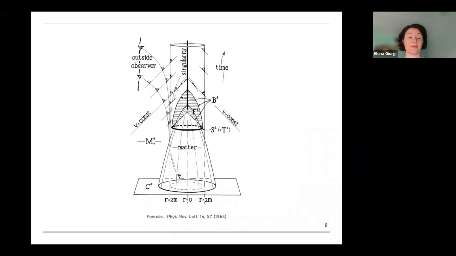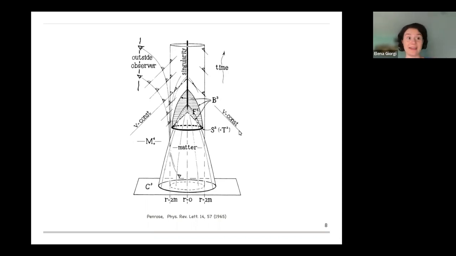And here is an image from one of Penrose's papers in 1965, where he depicts the evolution of some collapsing matter as it evolves. You see the time direction is the vertical direction. So as this matter evolves with time, he depicts this behavior where this matter collapses into a region that contains a singularity here. And this region is particularly interesting because not even light can escape from it. But we will come back to this picture later and try to see how we arrive to such a picture, in fact.